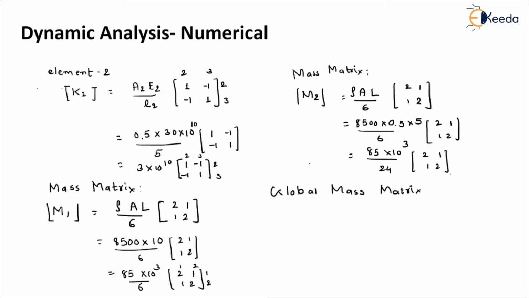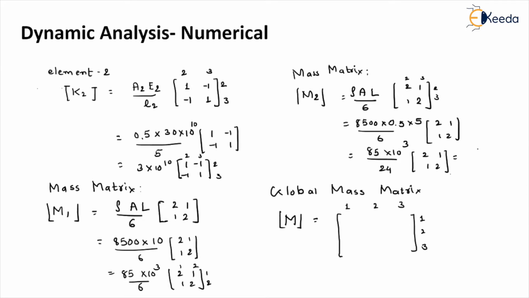So for the global mass matrix, we have to include the first element and second element together. So capital M will become a 3 cross 3 matrix: first, second, third node, first, second, third node. Element number 1 is in between the first and second, so here the values are 1 2 1 2. We have to take the values from here, and the same from the second mass matrix.